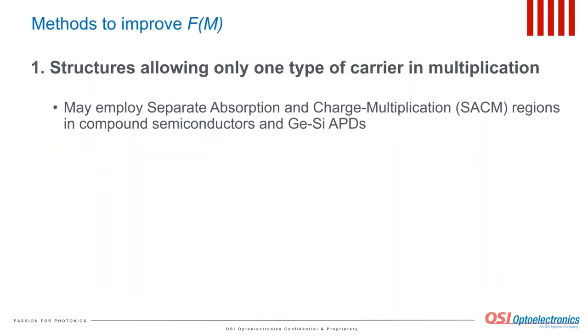Now, after we discussed the basic APD structures, we can return to the approaches to improve the excess noise of APDs. Among the well-known options is to reduce the F factor by designing structures that allow only one type of carrier to participate in multiplication. Such a design may employ the so-called separate absorption and charge multiplication regions used in compound semiconductors and germanium-silicon APDs.